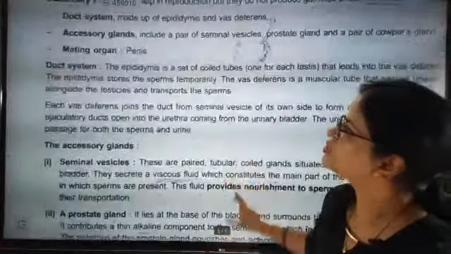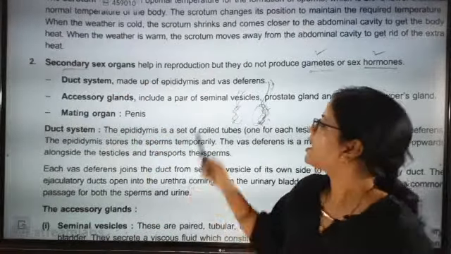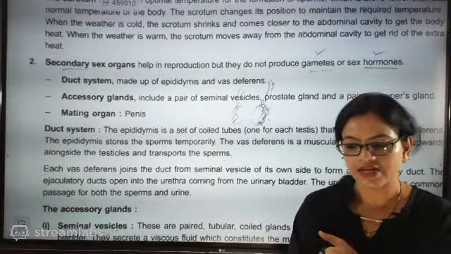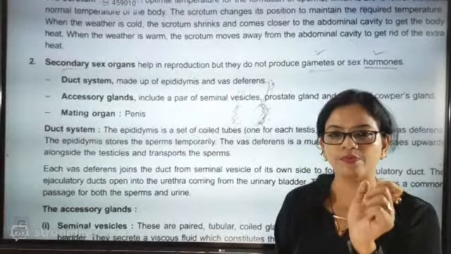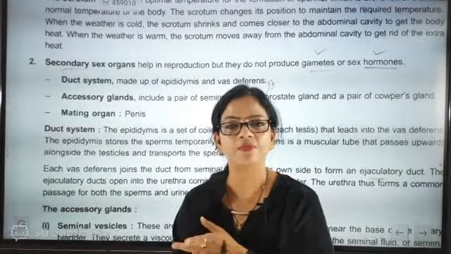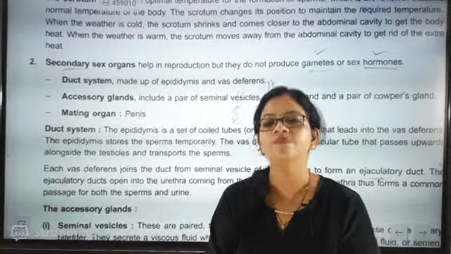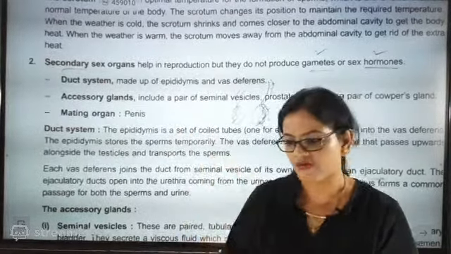So we have understood that the first part is the duct system. The duct system consists of the epididymis and vas deferens. The duct system contains two important parts. First is the epididymis, which stores the sperms temporarily, and the vas deferens takes the sperms to the seminal vesicle region.